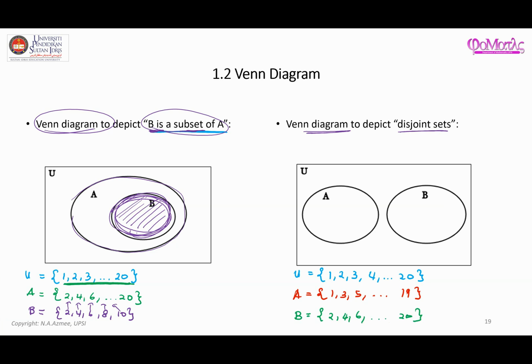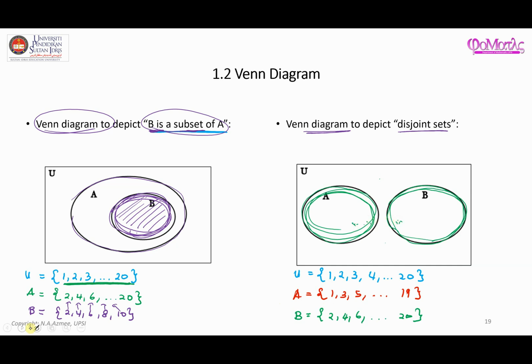And clearly we can see that set A and set B are disjoint because they don't share the same elements. They don't have anything in common. So we will represent them as such. Set A is somewhere here, clearly not overlapping, and set B is somewhere else altogether. They don't have any common elements, so they are pretty much separated.